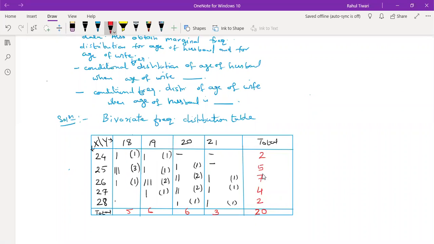Let me know whether you can understand or not, because this 2 will be the addition of these numbers. 1 plus 1, 2. 3, 1, 1, 5. 1, 2, 1, 2, 2, 1. So total becomes 7, sorry, 6 or 7. Let's check it. This is 1, 3.